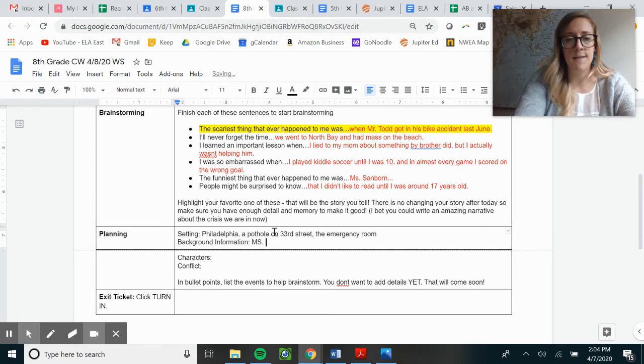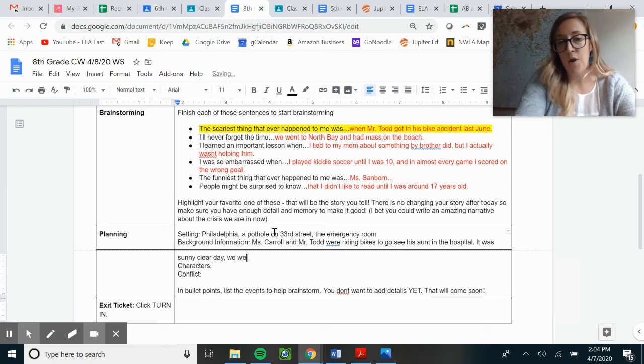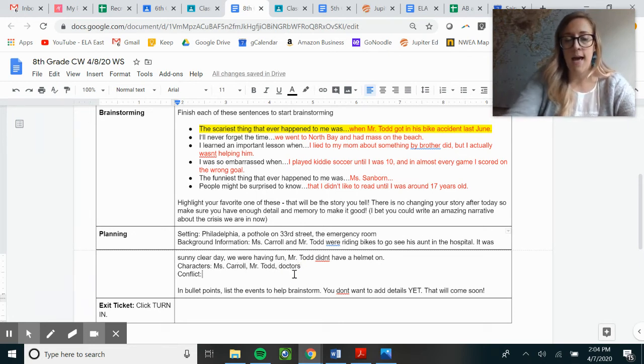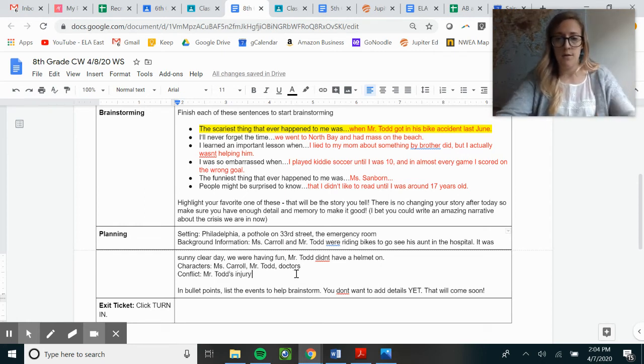Background information is Miss Carol and Mr. Todd were riding bikes to go see his aunt in the hospital. It was a sunny, clear day. We were having fun. Mr. Todd didn't have a helmet on. The characters are going to be myself, Mr. Todd, and probably the doctors that helped us. And the conflict is going to be Mr. Todd's injury and how that was really, really scary for both of us.